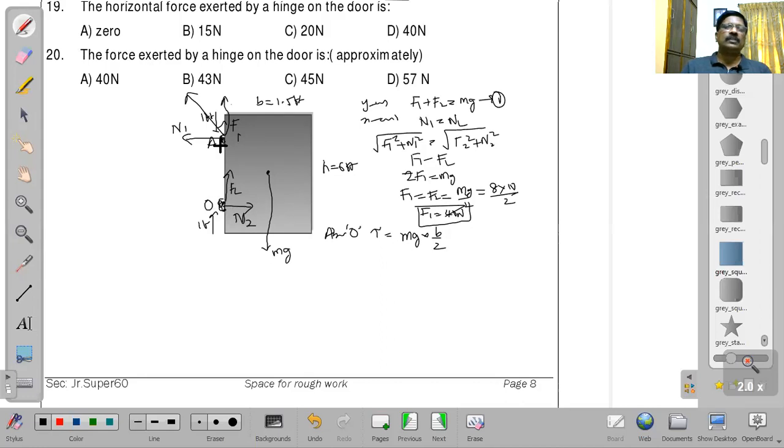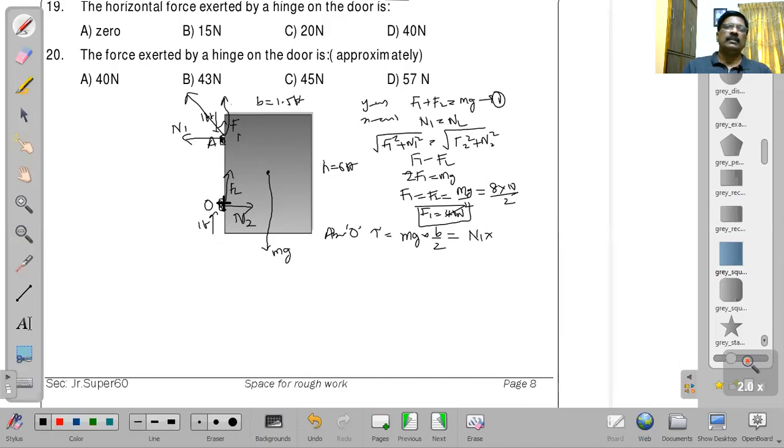Similarly, the torque due to this normal action N1 acts in this direction, so that is in the opposite direction. Both are equal in magnitude but opposite in direction. The torque due to N2, F2, F1 is all 0, because they pass through this point about which torque is considered. Only the torque due to weight and the torque due to N1 act. What is the torque due to N1? N1 into the perpendicular distance.